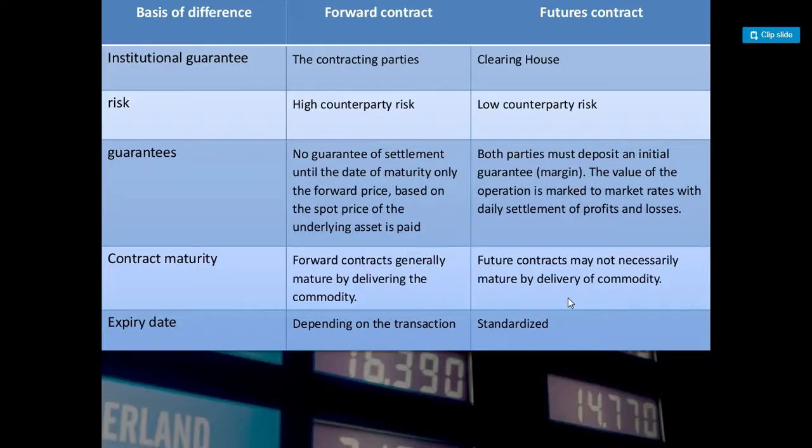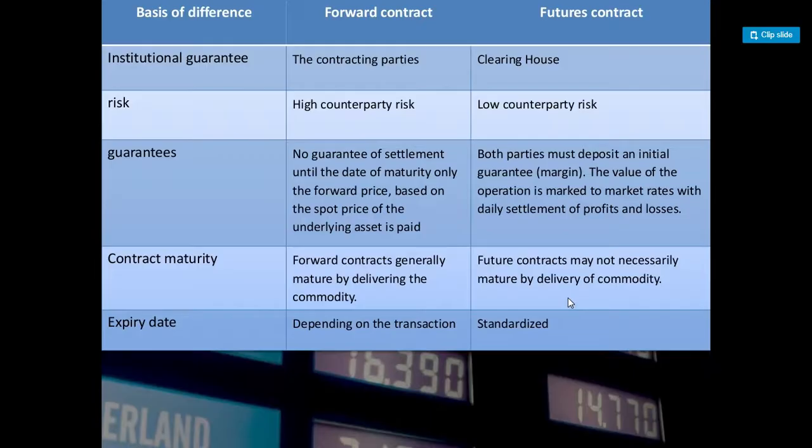Whereas in a future contract, both the parties must deposit an initial guarantee margin. The value of the operation is marked to market rates with daily settlement of profit and losses. Both the parties do this simultaneously. The initial guarantee margin will be there, and profit and losses will be settled daily. I have explained this in my last class, mark to market. It is nothing but daily settlement.